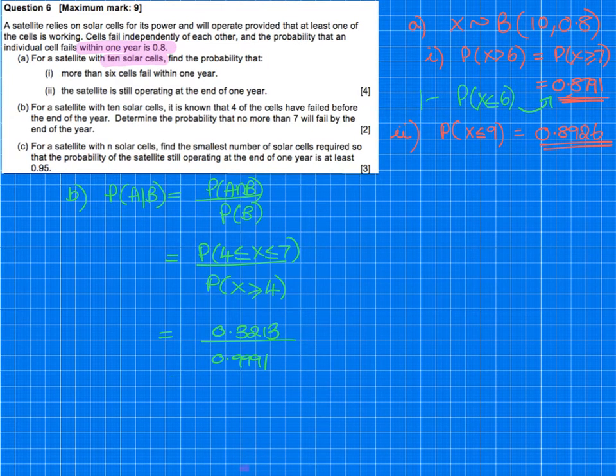We don't want to leave that as a fraction with decimals in. Mathematically, that's incorrect. So we'll do the division, and we get 0.3216 as our final answer.